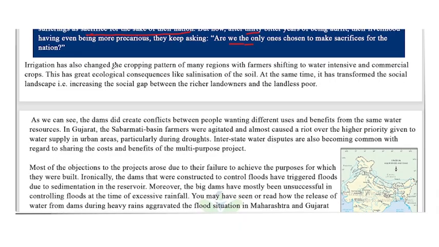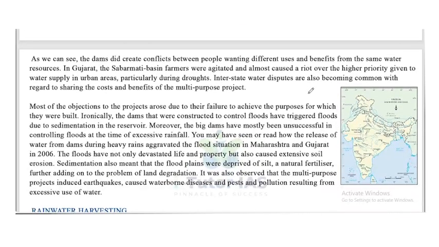Irrigation has also changed the cropping patterns of many regions, with farmers shifting to water intensive and commercial crops. This has great ecological consequences like salination of the soil. At the same time, it has transformed the social landscape, that is increasing the social gap between the richer landlords and the landless poor. As we can see, the dams did create conflict between people wanting different uses and benefits from the same water resources.